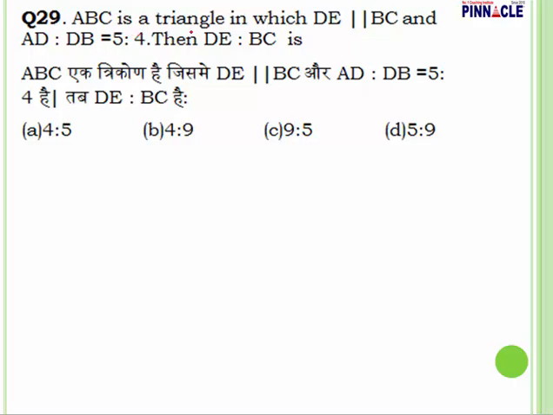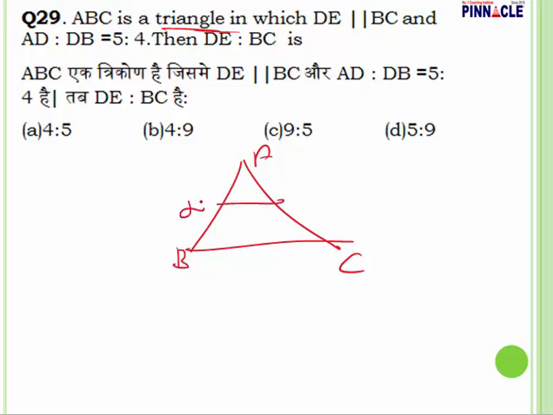Question number 29. ABC is a triangle in which DE is parallel to BC, and the ratio of AD to DB is 5 to 4. What will be the ratio of DE and BC? Very important property. You can say 5 by 9. Why 9? AD divided by the entire AB, that is 5 by 9.